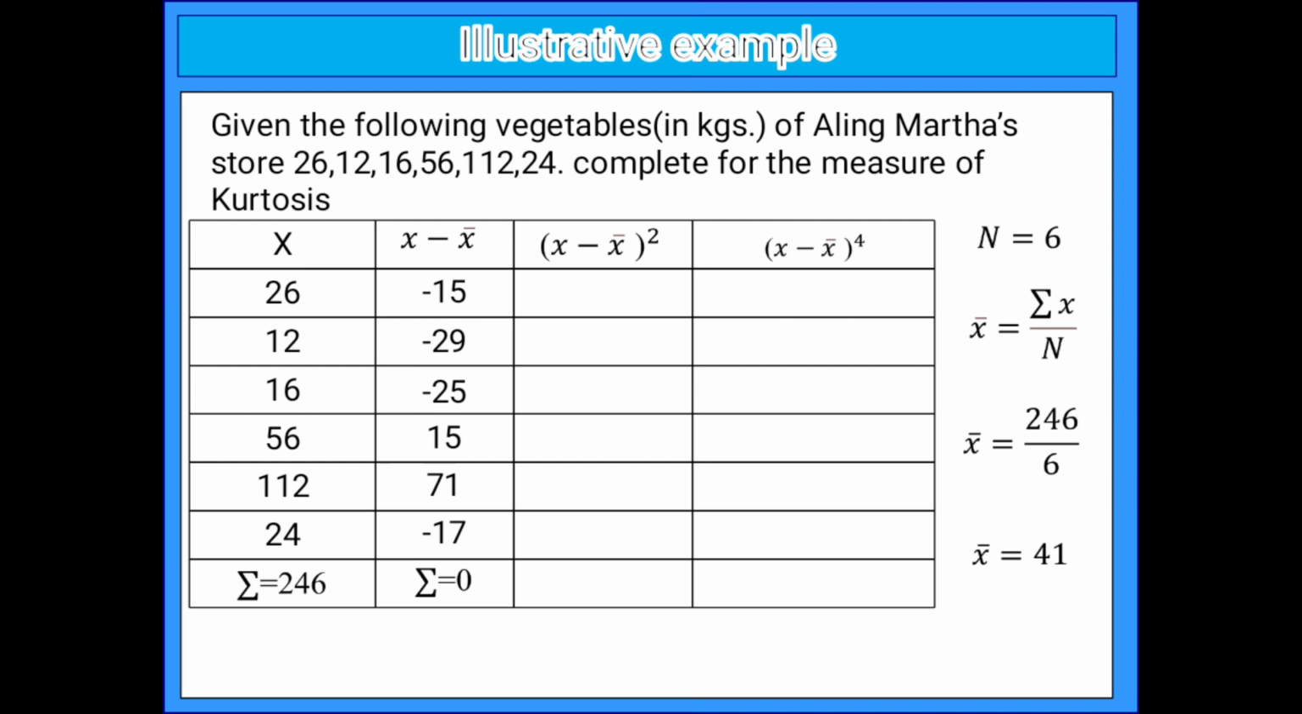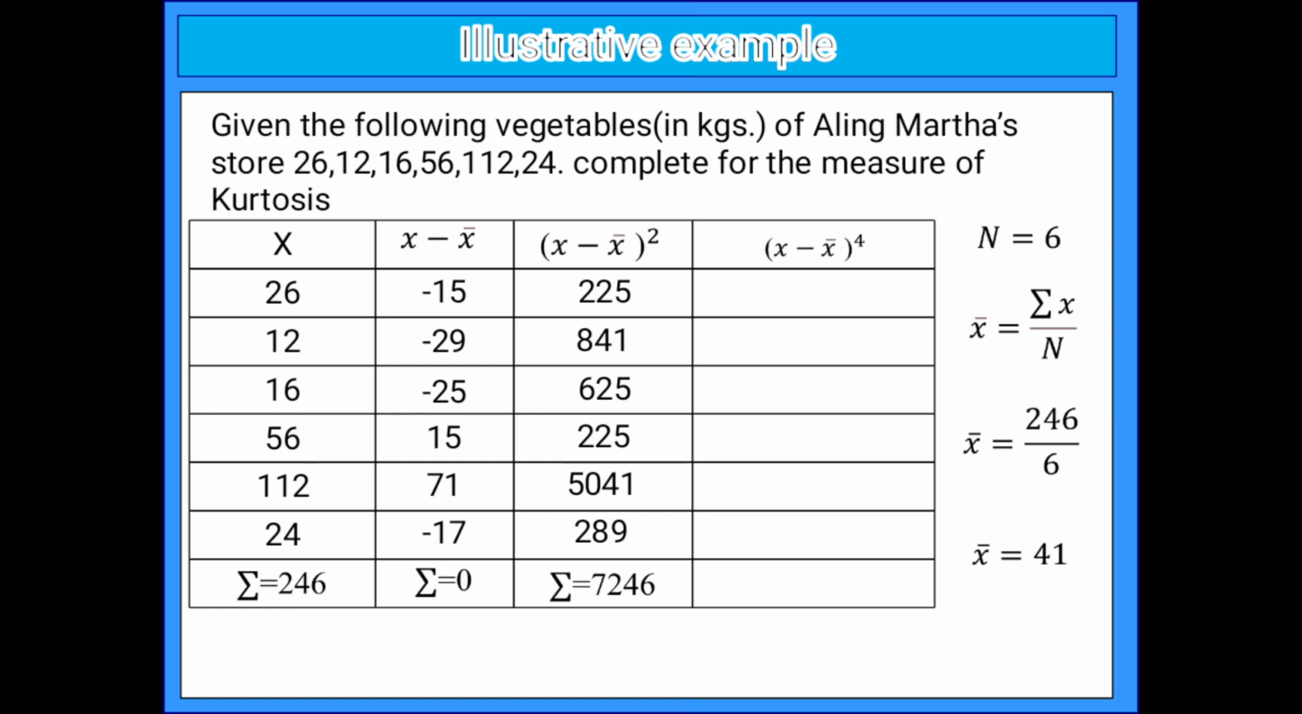Next in line, we're going to square these values. So 15 squared is 225, 29 squared is 841, 25 squared is 625, 15 squared is 225, 71 squared is 5,041, and 17 squared is 289. And in total, we have 7,246.